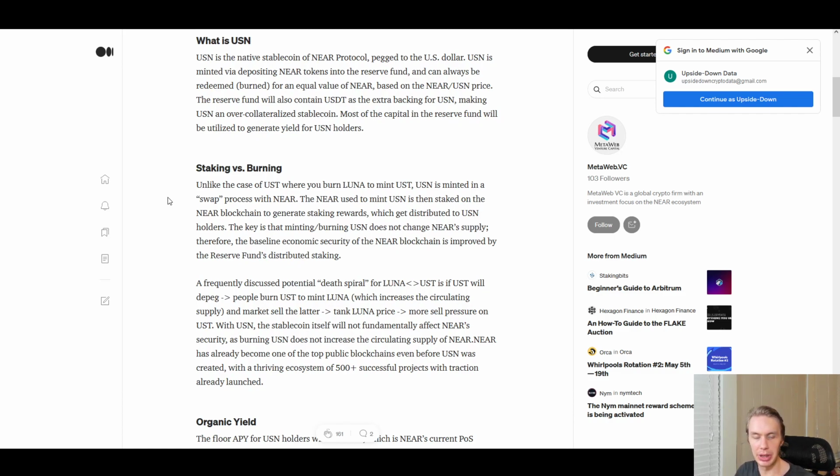So the way that Luna worked, if you're not familiar, in UST, it was basically that at any time you could burn a dollar's worth of Luna to mint $1 worth of UST, and then vice versa, you could burn $1 worth of UST to mint, create, $1 worth of Luna.